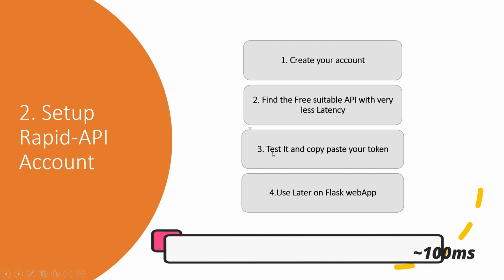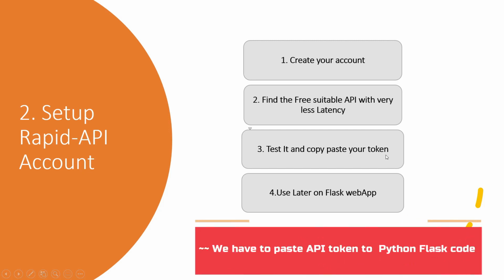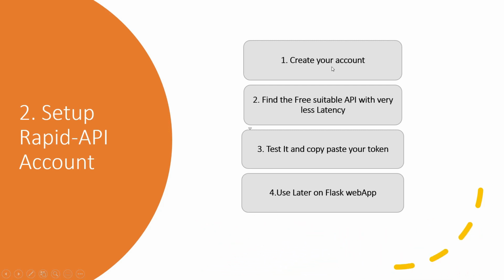Then you have to test it on the Rapid API platform and copy and paste your token. Your token won't be generated unless you have done the sign up. At later stages, we will be using that particular API or URL in our Flask web application. So let's go to the Rapid API account.